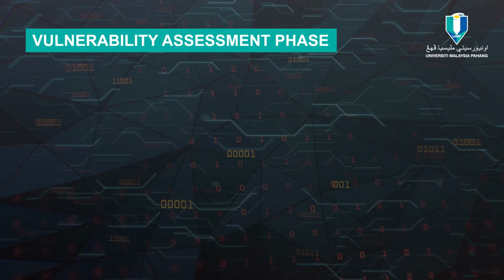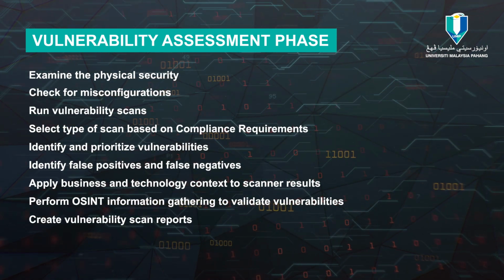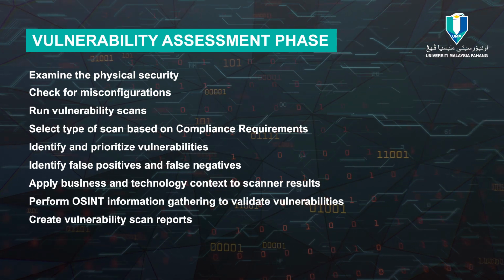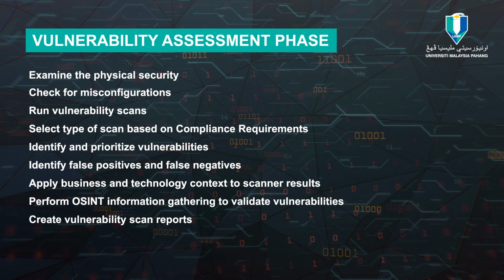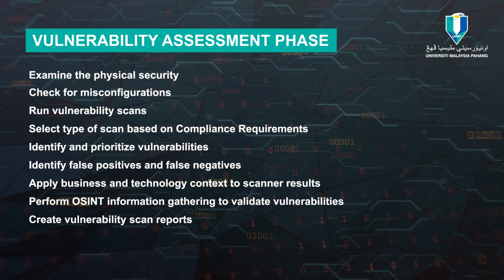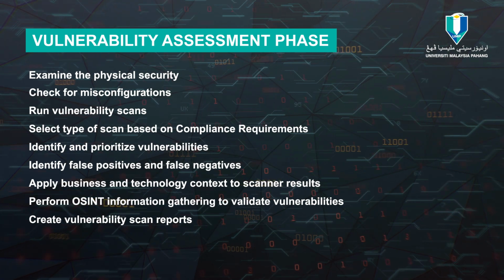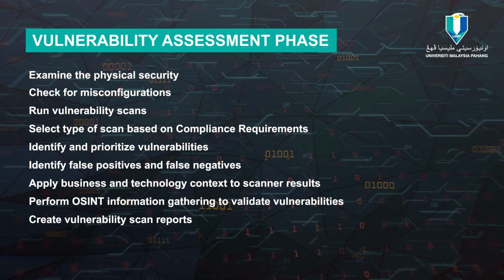For the vulnerability assessment phase, first, we must examine and evaluate physical security. Number 2, check for misconfiguration and human error. Number 3, run a vulnerability scan. Number 4, select the type of scan based on the organization or compliance requirements. Number 5, identify and prioritize vulnerabilities.